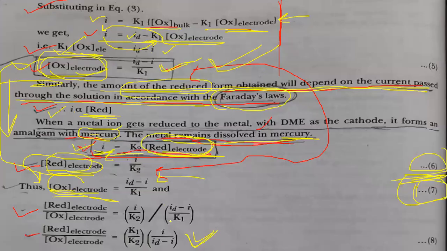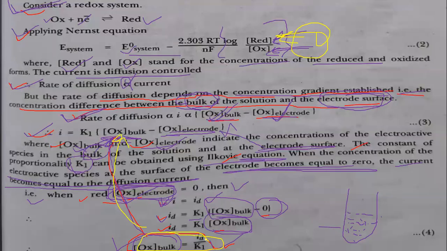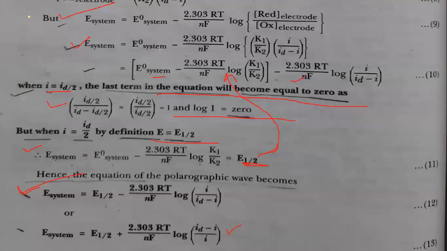Okay, now see, taking this to that equation. Which equation? Equation number 2. Okay, what we are getting here, see now. E system is equal to E naught system minus 2.303 RT upon NF into log of the concentration of electroactive species at the electrode surface. This is the oxidized form of electroactive species and this is the reduced form of electroactive species. Putting that over here, we get log of K1 upon K2 into I upon ID minus I. The remaining is the same. Now we can solve this equation.